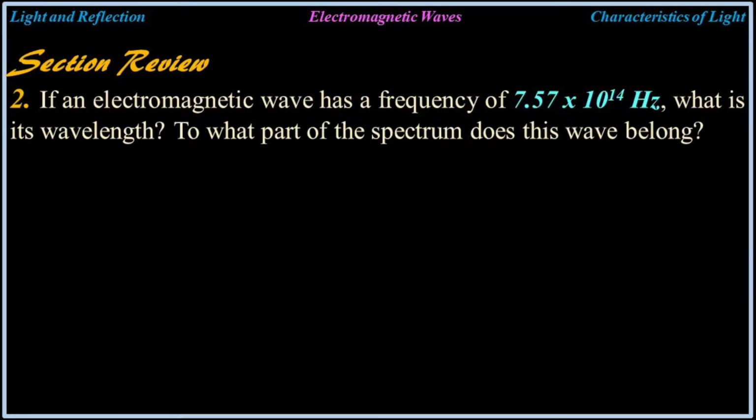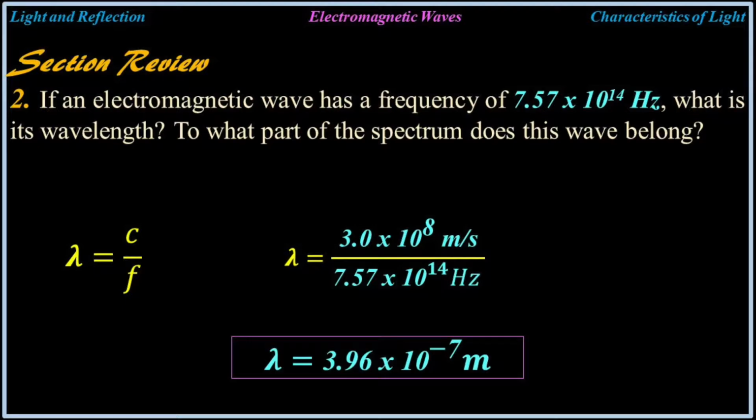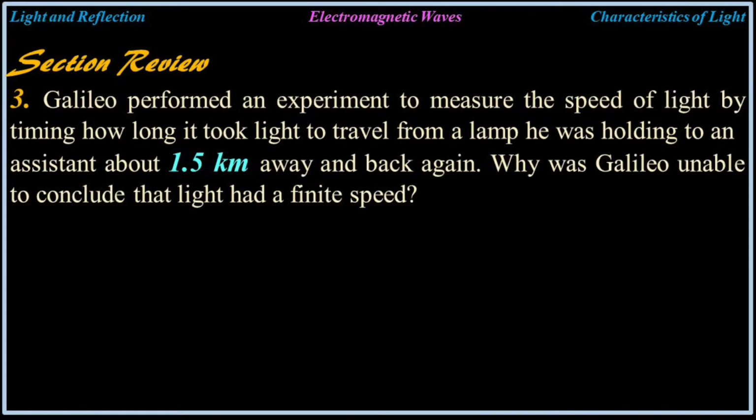2. If an electromagnetic wave has a frequency of 7.57 times 10 to the 14th hertz, what is its wavelength? To what part of the spectrum does this wavelength belong? So again, what you're going to want to do is break out your equations, write down the data. You have a frequency and you're calculating wavelength. You know what the speed of light is. You can either memorize it or write it down from a source. And there it is. Everything's plugged in, and you get 3.96 times 10 to the negative 7th meter.